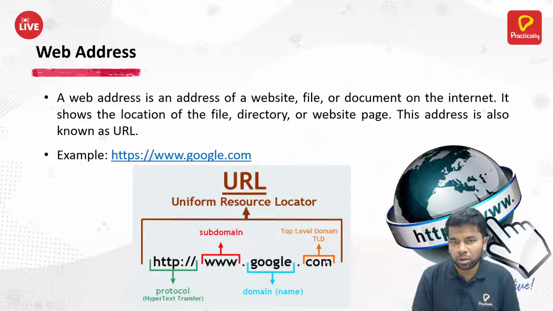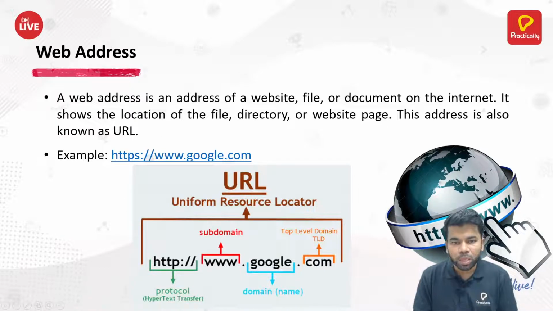Here it may change also, like .in may come, .org may also come. Whenever a particular organization has developed their website and posted it on the internet, they use .org. Whenever a government is uploading a website, they use .gov, which means it is a government website. .com means it is a commercial website. Amazon.com, Flipkart.com, Google.com, these are commercial websites. These are the different ways a web address can look.